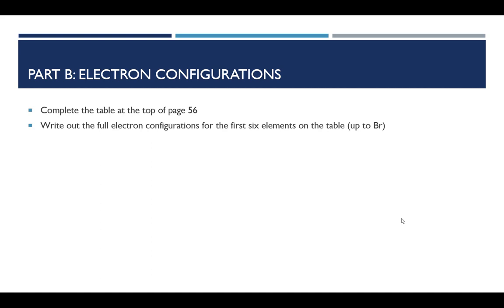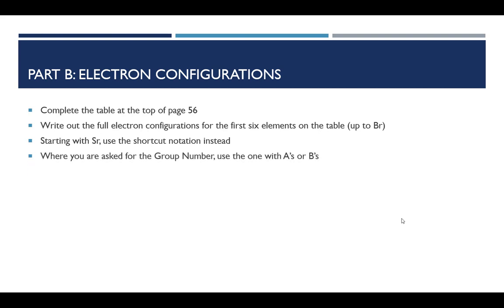For the rest of the elements, starting with strontium on that assignment, use the shortcut notation instead. In other words, you're going to start with a noble gas, write that in square brackets, and then start counting from there, just like I did in the video for iodine and for bismuth.